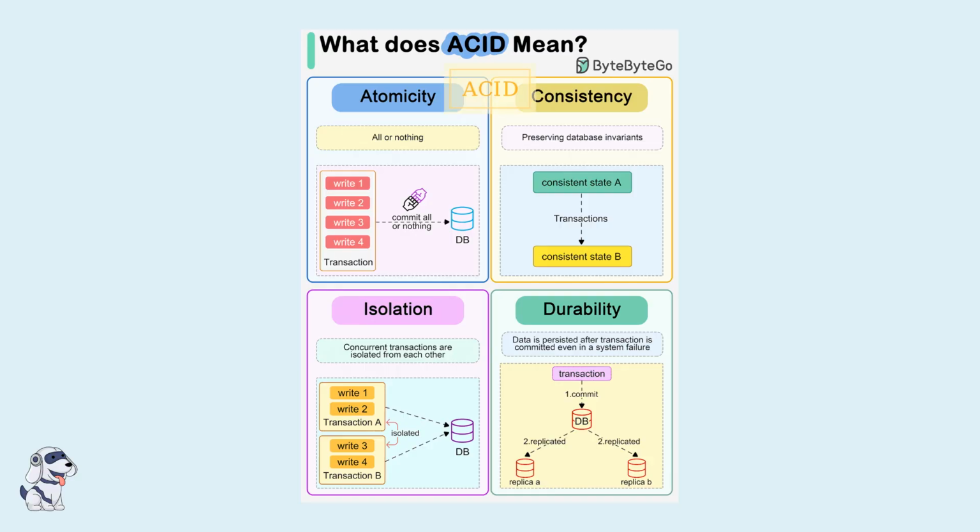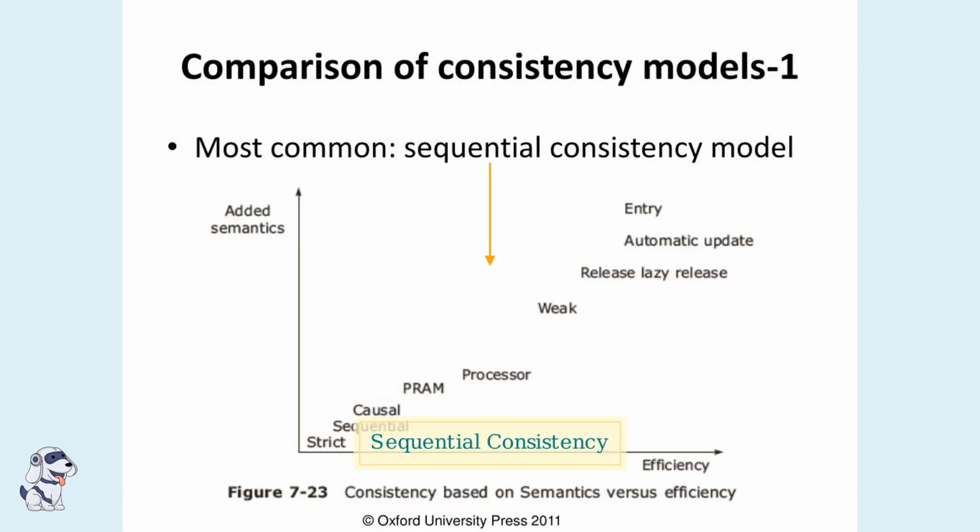Transaction controls ensure consistency through ACID properties. Atomicity means all operations succeed or none do. Consistency preserves database rules. Isolation keeps transactions separate, and durability ensures data persists after failures. In distributed environments, consistency models like sequential consistency ensure that operations appear to execute in a logical order across multiple locations, supporting global transactions in cloud regions.